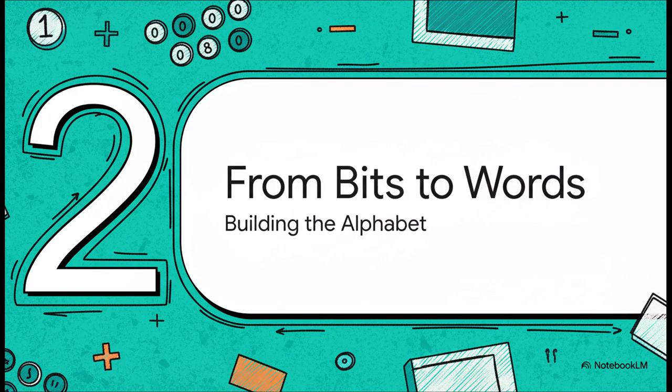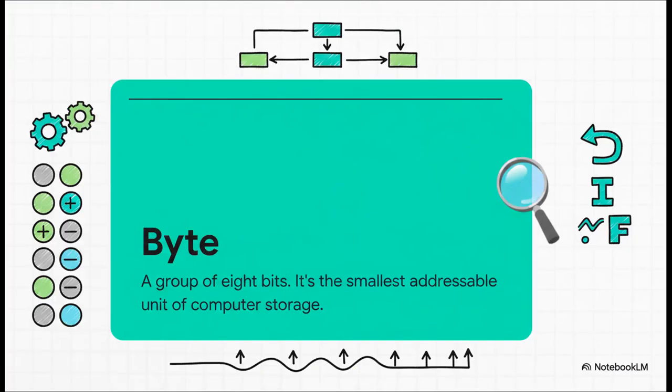Okay, so a single bit by itself isn't super useful. It's like trying to write a novel with only the letter A. It's just not going to work. To say anything meaningful, computers have to start grouping these bits together, kind of like forming letters into words to build a real alphabet. And that brings us to the byte, a group of 8 bits.